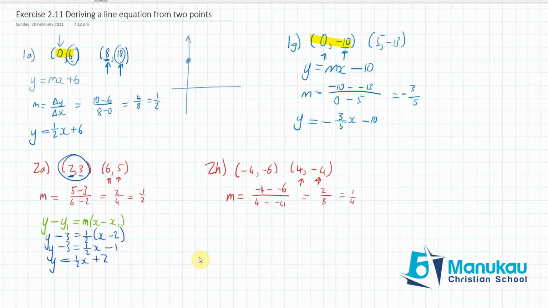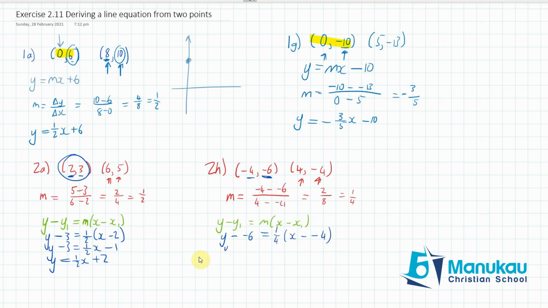Now, again, I'm going to use this formula here, y minus y1 equals m into x minus x1. Learn that formula off by heart. It's important. So, y, now my minus y1, this will be my minus y1. y minus minus 6 equals, now m is 1/4, into x minus, this must be my x1, minus 4.